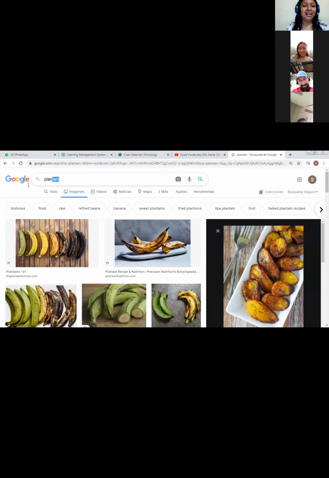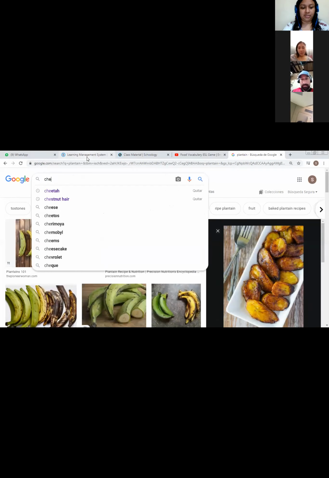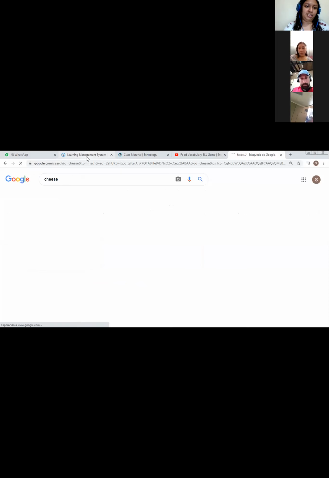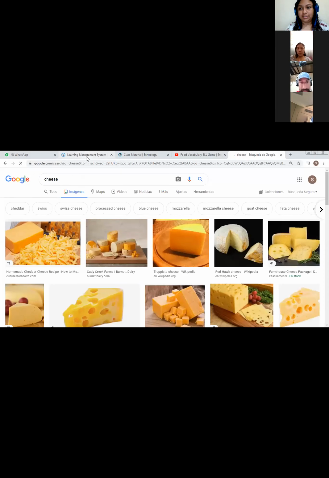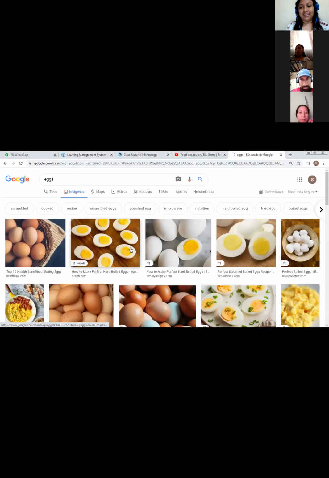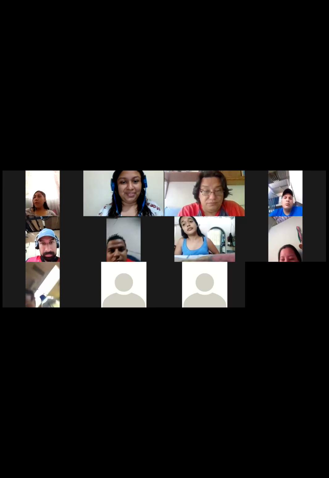Okay. And what other ingredient? Okay, cheese. You see cheese, different types of cheese. Okay. All right. Cheese. And eggs, right? This is a very common word. Eggs. Okay. Or pupusas. Pupusas we can have for breakfast too, right?